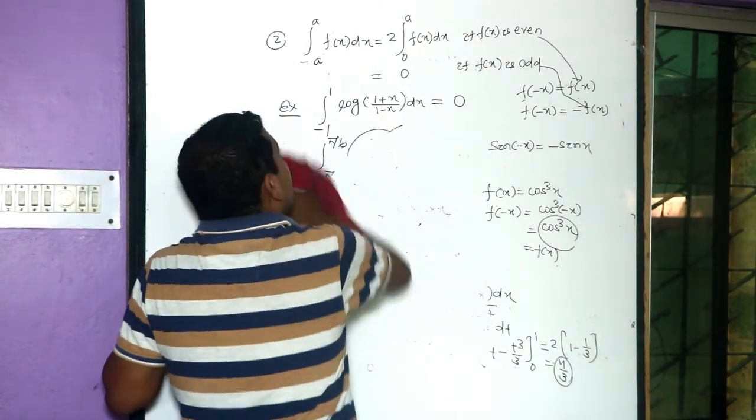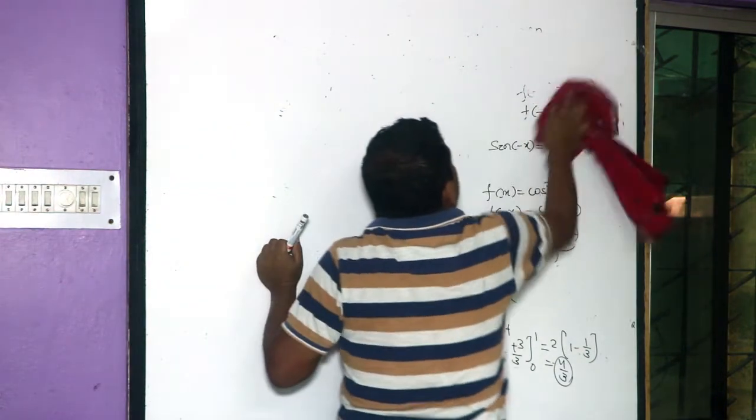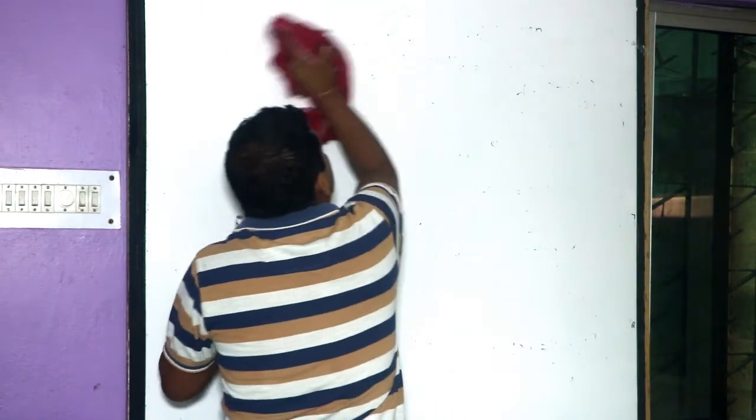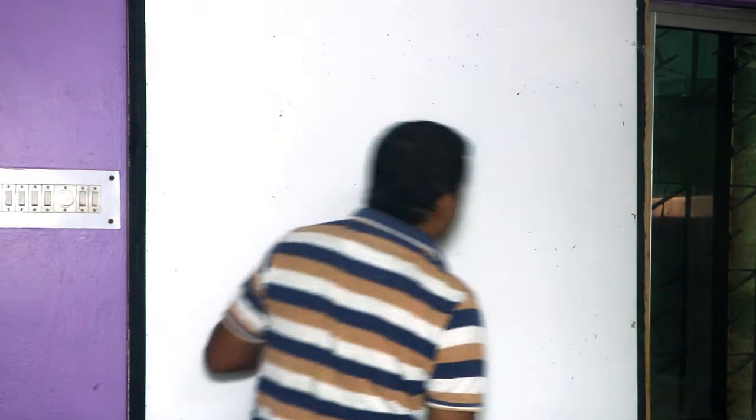Next, move to third property. Property number 3.